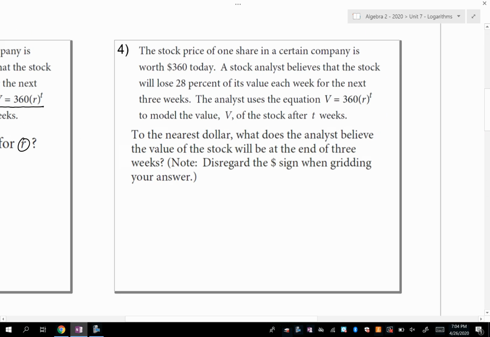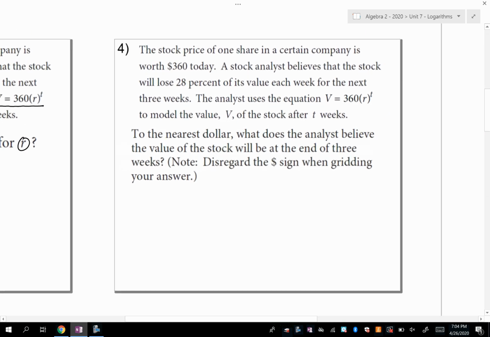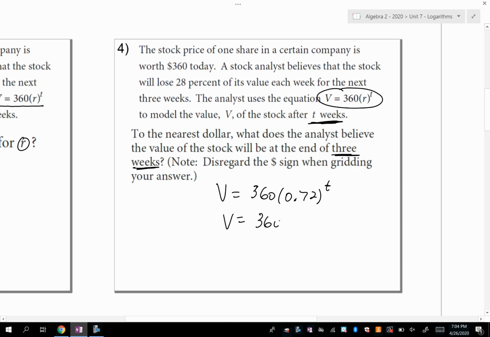Now, same problem, number 4, but this time it's asking how much we expect the stock to be worth after 3 weeks. I'm using this formula, but I'm going to replace R with what I just found, which was 0.72, to the value of T. T is in weeks, so we want 3 weeks. To do this, you're going to do 360 times 0.72 to the third power.